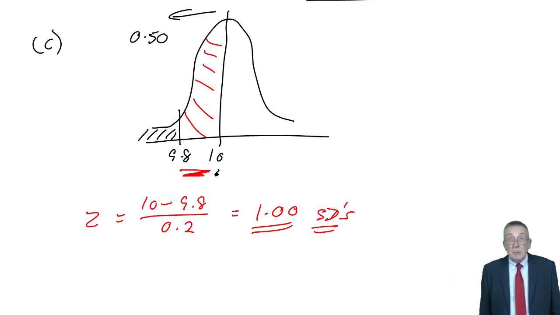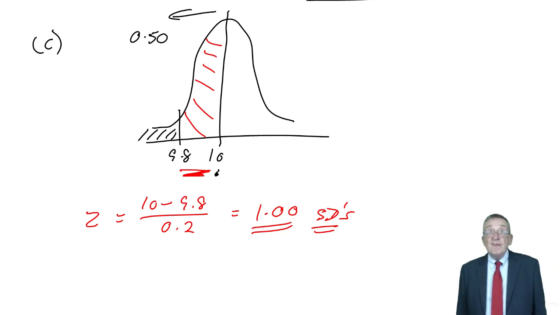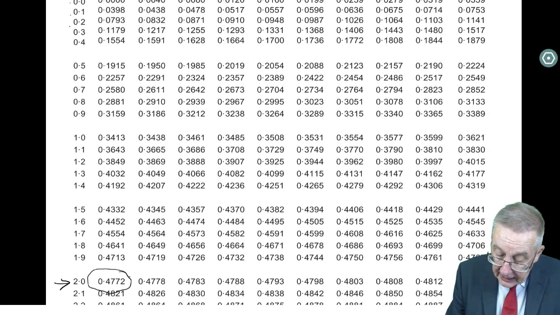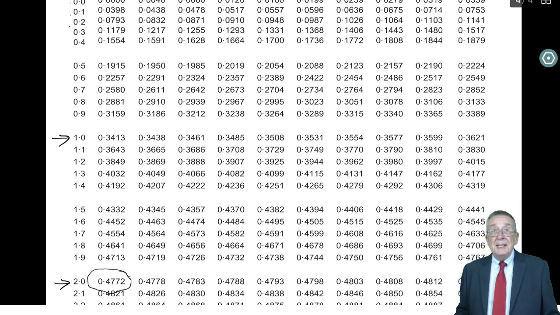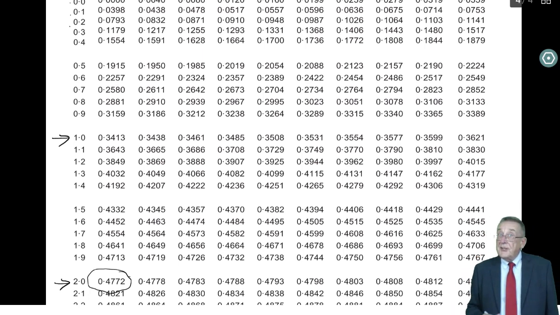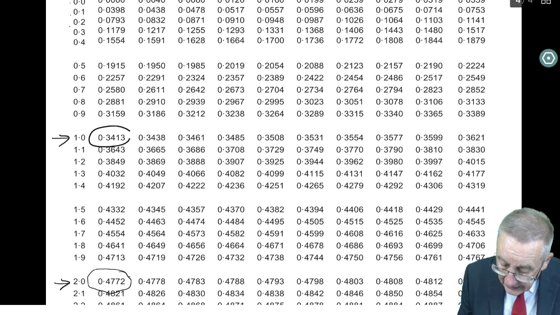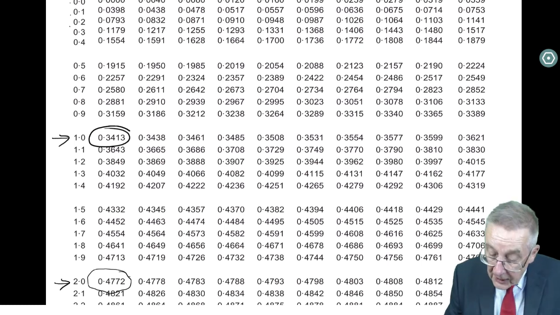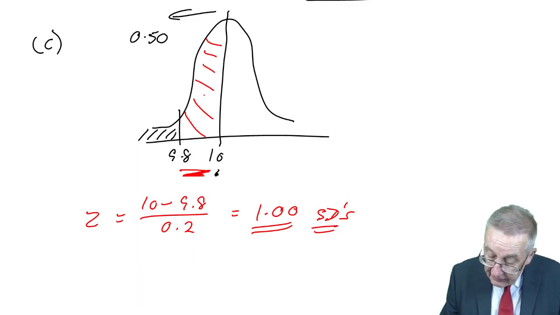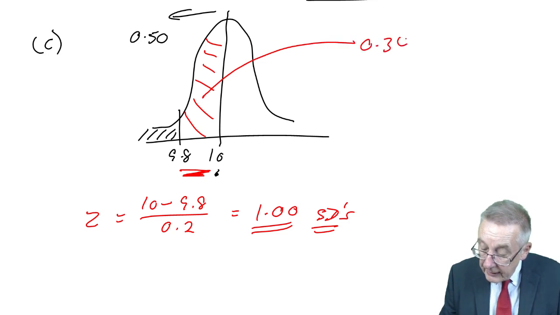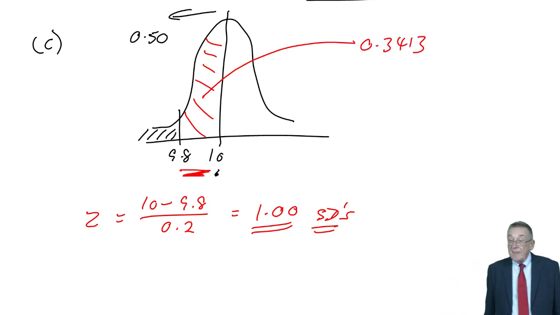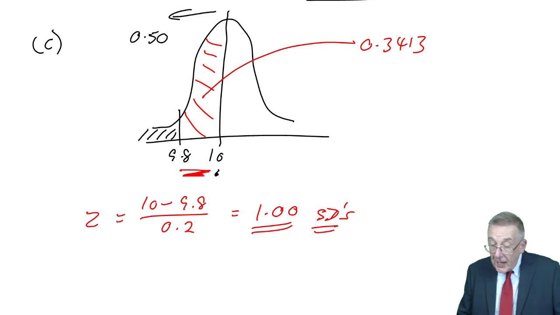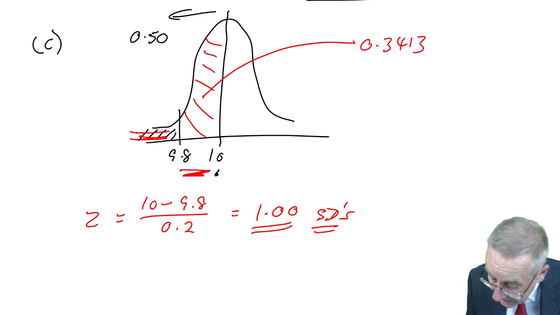But now let's use our tables to tell us what the red area is. So, check with me again. It's 1 down the side. And here again, I want 1.00. It's 0.3413. And so this area there, the red area, is 0.3413 of the total area. That's the proportion between 9.8 and 10. But of course, I want this area here.